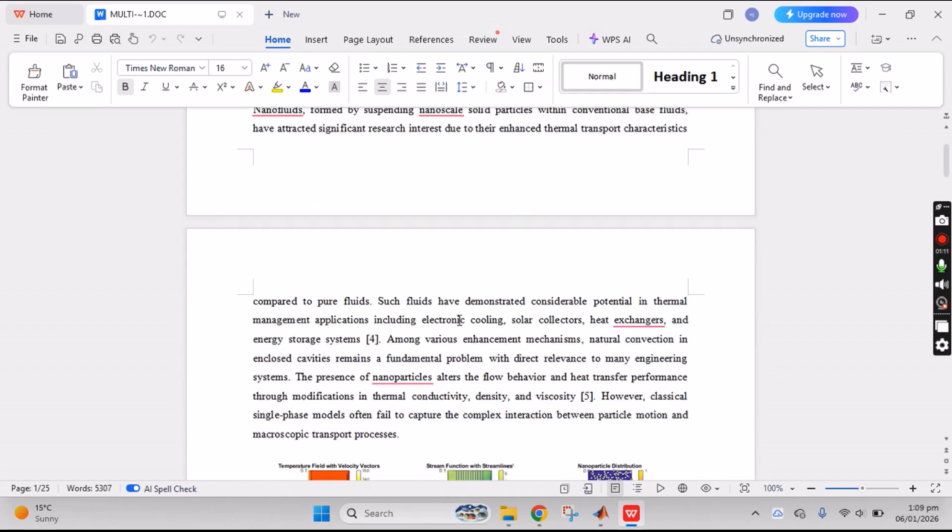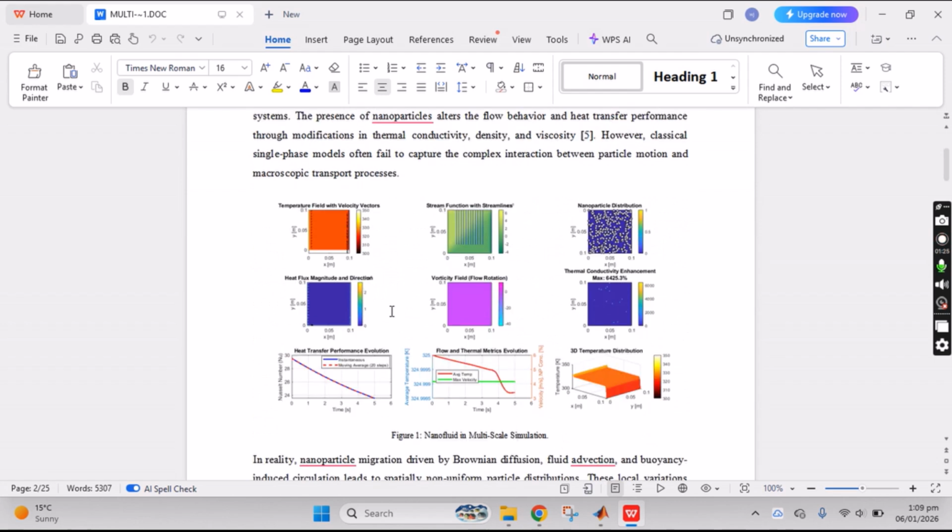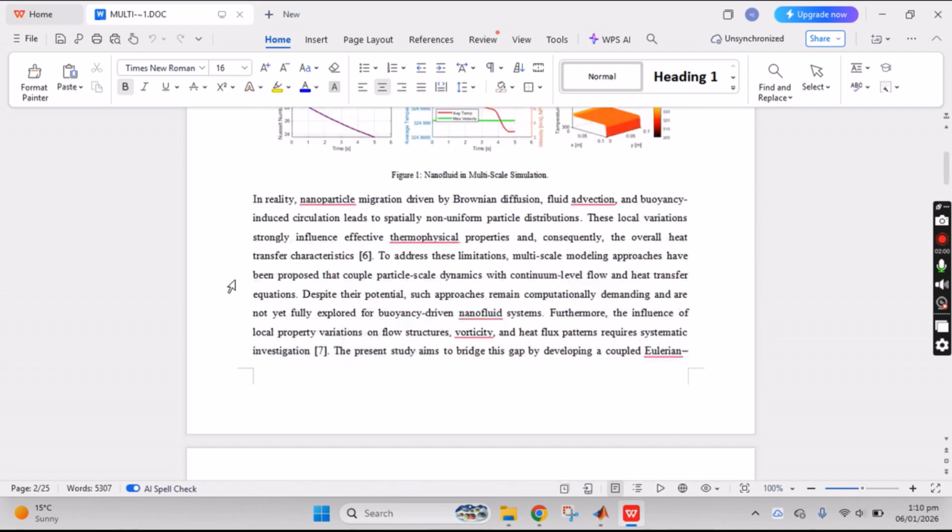So, in the introduction, I have just explained in detail how the electronic cooling, solar collectors, and heat exchangers applications are used in this particular nanoparticle distribution, and how temperature field with velocity vectors are correlated to each other, and how we can check with the nanofluid in multi-scale simulation according to flow and thermal matrices, heat transfer performance evaluation, 3D temperature distribution, thermal conductivity enhancement, vorticity field, heat flux according to temperature field, stream function with streamlines, and the nanoparticle distribution as well.